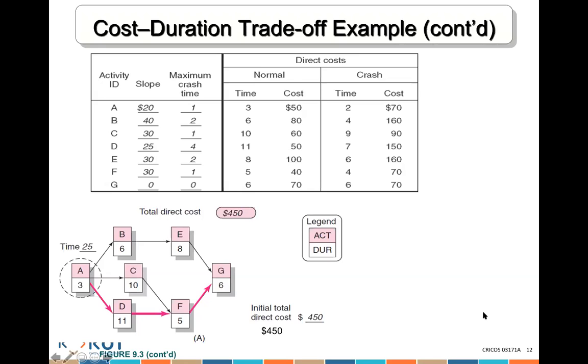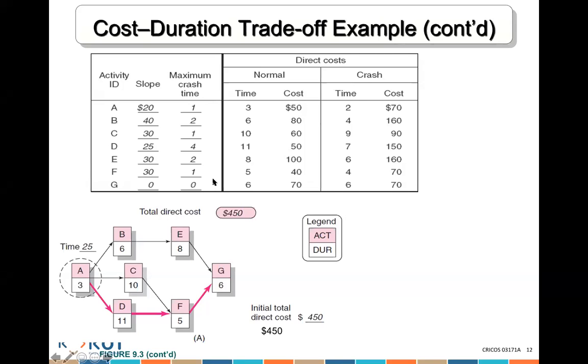Now let's move on. The next thing I'm going to do is understand which activity I'm going to reduce. Can you remind me which one is the critical path we said? ADFG. Okay, now on ADFG, we have activity A, D, F, and G. So we can crash any of those activities. Now let's start. Which activity can we not crash? G. Absolutely. We cannot crash G because it has 0 time to crash.